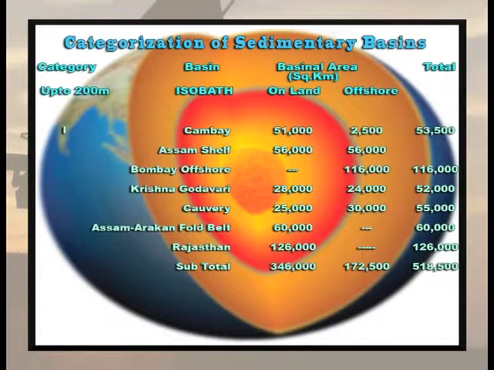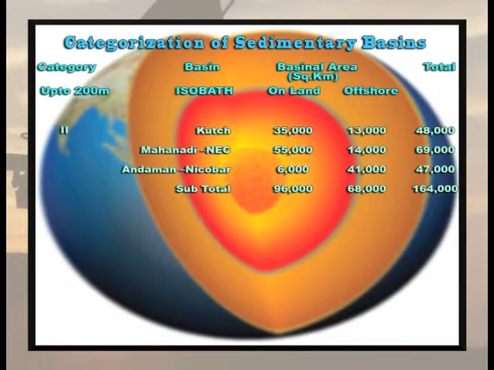Kaveri has on land 25,000, offshore 30,000, totally 55,000. Assam Arakan Fold Belt has on land 60,000 and a total of 60,000 square kilometers. Rajasthan has 1,26,000, total area 1,26,000. Subtotal is 3,46,000 on land and 1,72,000 offshore, totally 5,18,000 of total area. Second category is Kutch. On land is 35,000, offshore is 13,000 and total is 48,000. Mahanadi NEC, on land is 55,000, offshore is 14,000, total is 69,000.